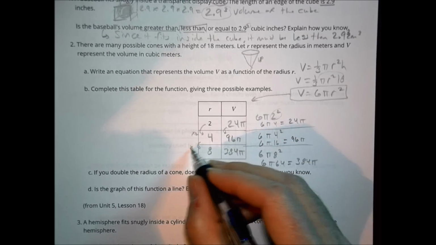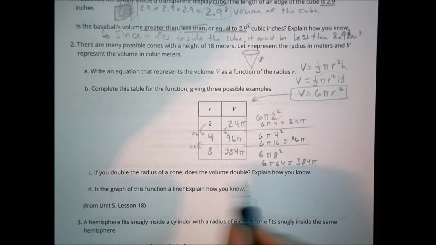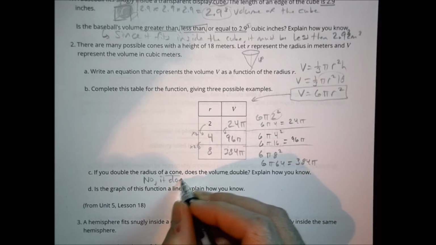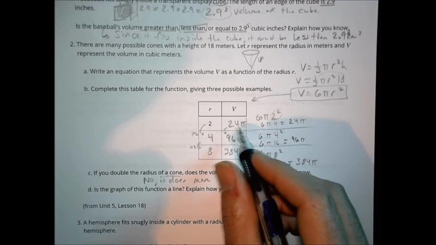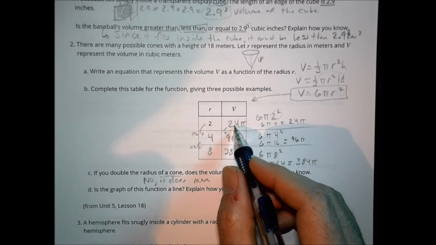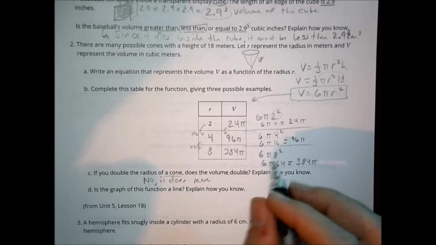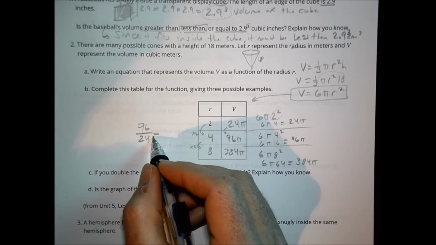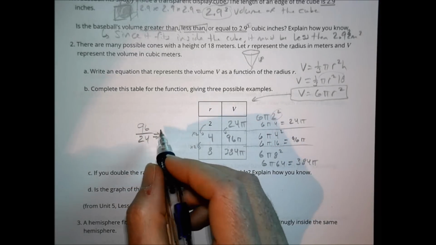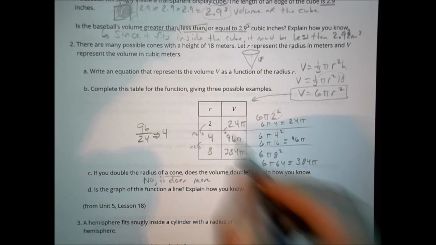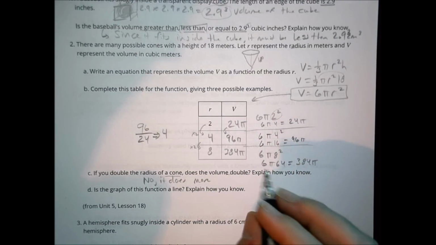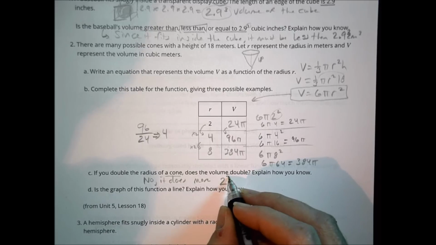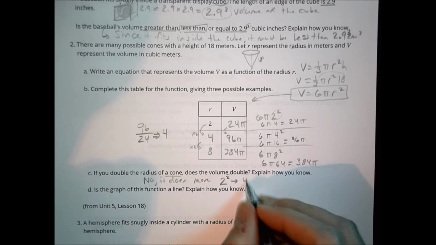Alright, so if you double the radius of a cone, does the volume double? No, it does more. And explain how you know. Well, looking at it here, this is times 2. 24 times 2 would be 48. If you wanted to see how much it did grow by, we could do 96 divided by 24. And if you do 96 divided by 24, what you end up with is actually 4. So this is actually growing 4 times as much, right? That's a lot more, 4 times as much, which means, like we said before, the double means 2, and we square that value. And that gives us 4 times greater.